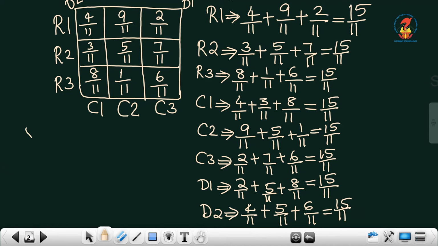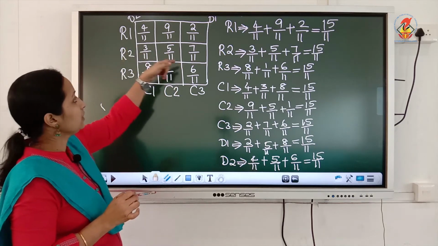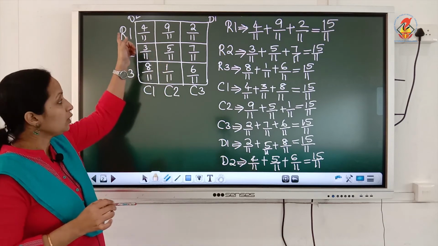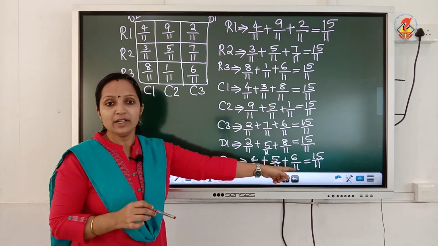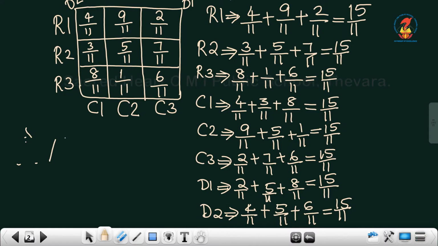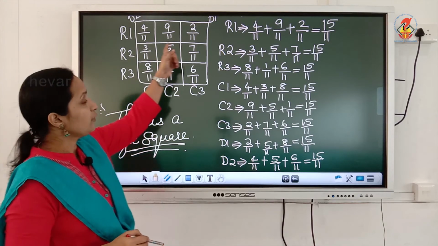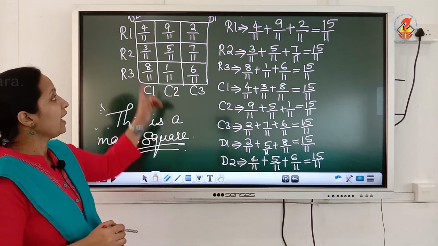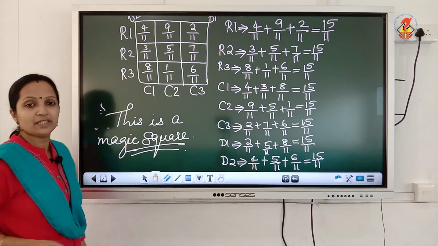So we can see that here the sum of each row, the sum of all the columns, and the sum of all the diagonals. How many diagonals are here? 2 diagonals are there, and the sum of everything is 15 by 11. So we can say that therefore this is a magic square. So we can write it as: this is a magic square. What is the reason? The sum of all the rows, all the columns and the diagonals, you got the same answer. So we can say this is a magic square.